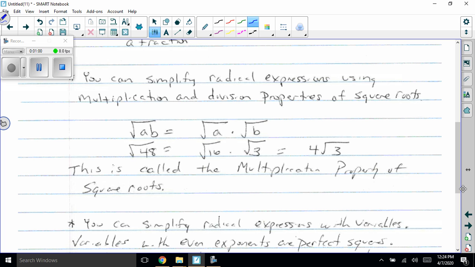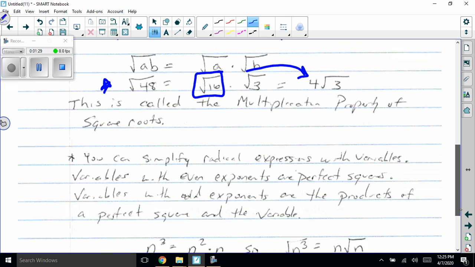Again, this is what we did last chapter. We have radical 48 here. For this example, you can break radical 48 down to 16 times 3 inside the radical. If you take out the square root of 16, you get 4 on the outside, and you're left with radical 3. So 4 radical 3 would be the simplified version of this expression.